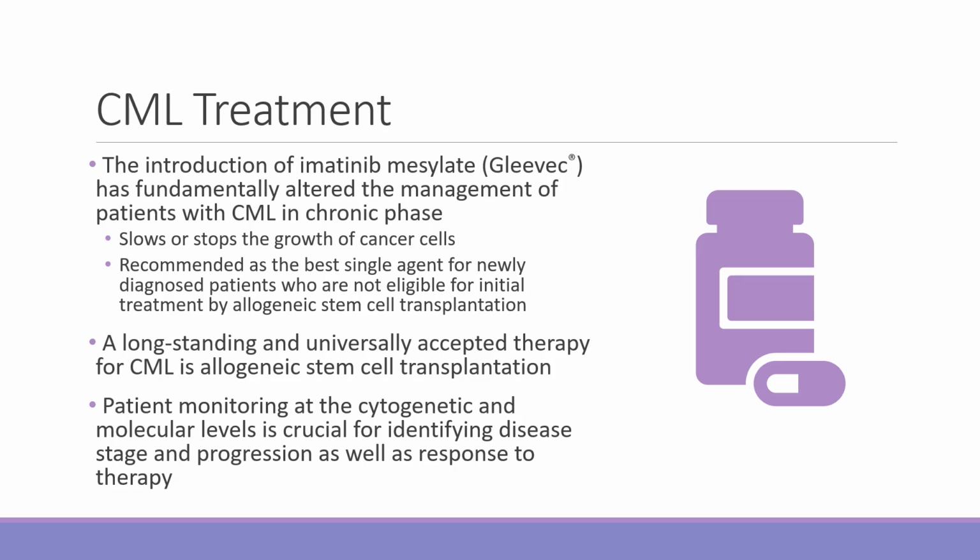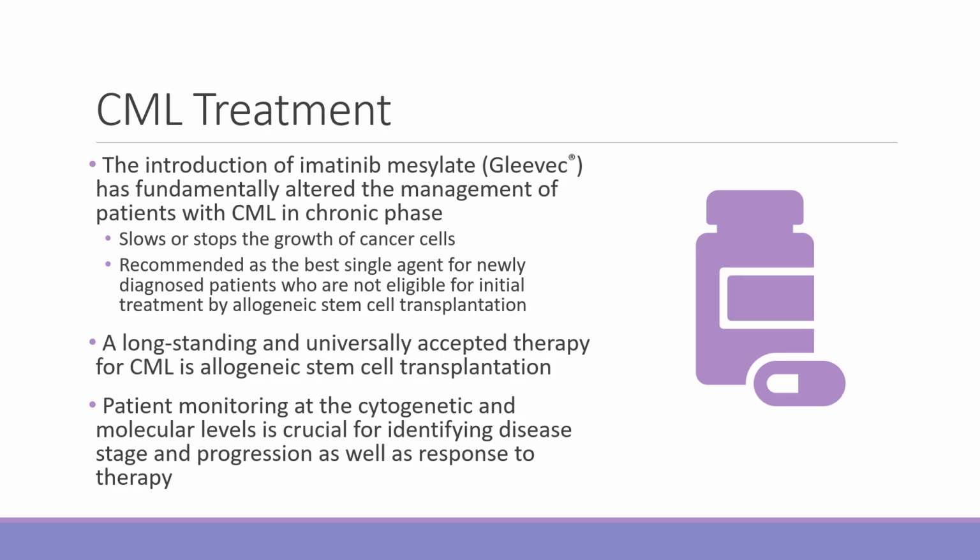We've talked about prognosis, and we know that if we catch CML in the chronic or initial phase, it is highly treatable, and the patient typically will have a great prognosis in the long term. So one of the drugs that has been introduced is called imatinib mesylate, or the brand name for it is Gleevec, and that has really changed and altered the management of patients with CML in the chronic phase.